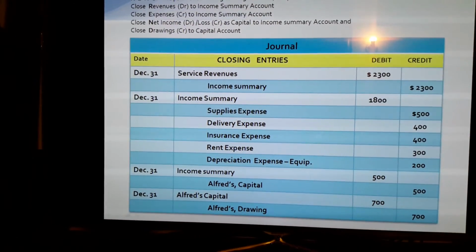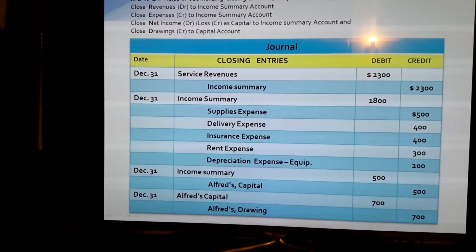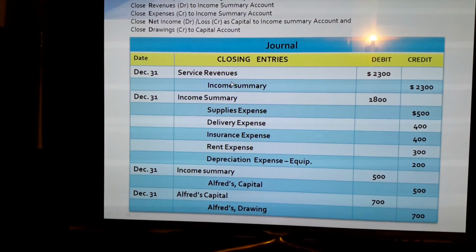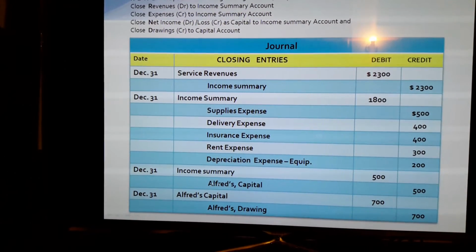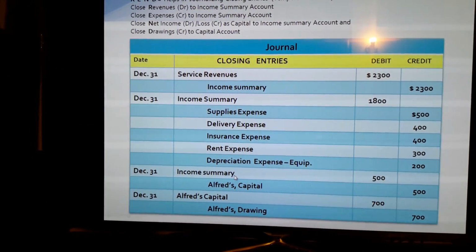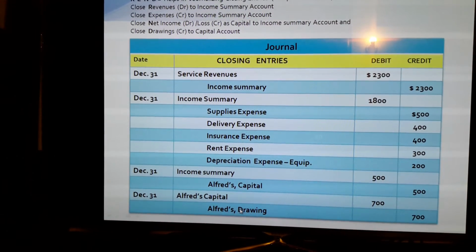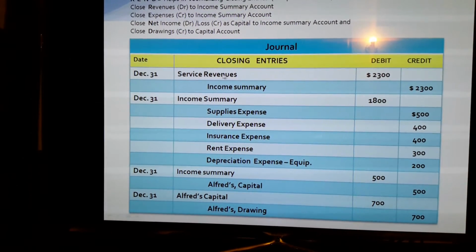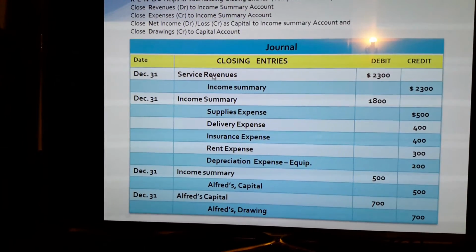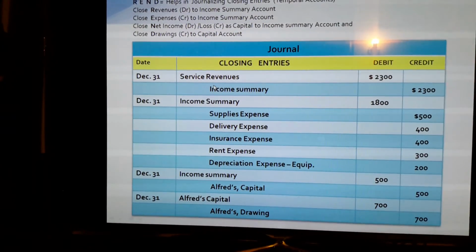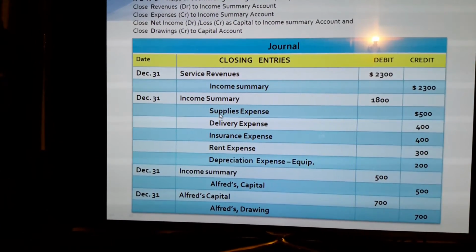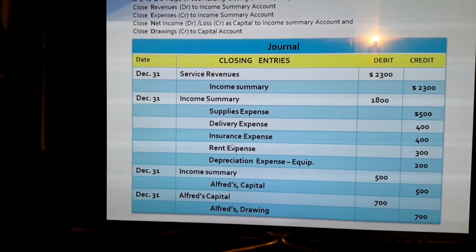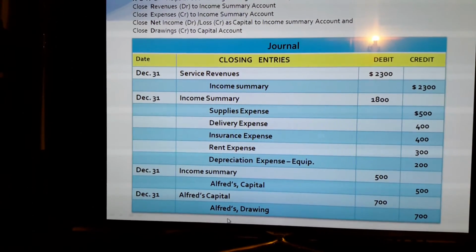Now we are going to journalize our closing entries. So our closing entries go with the word rend. You close your revenue first, close your expenses, close your net income, and close your drawings. So remember, the normal entry of revenue is a credit entry. When you're closing it, it's the reverse, a debit. Expenses were a debit entry, and when you close it, it's reversed. Same thing with this account.